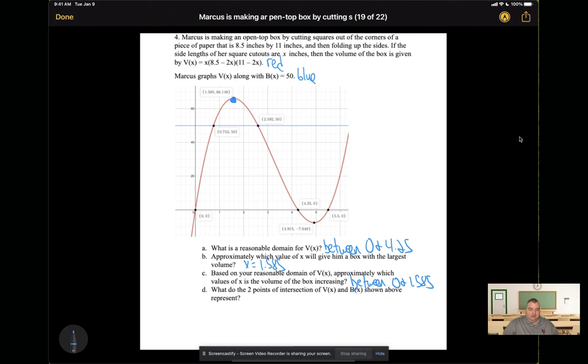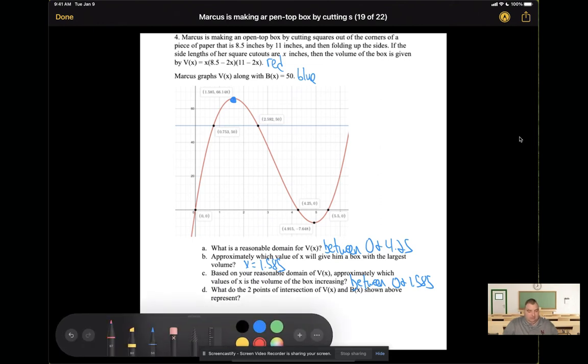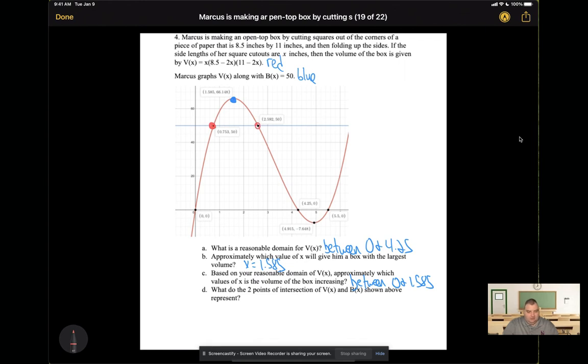And then D, what do the 2 points of intersection of v of x and b of x shown above represent? So that would be this point right here and this point right here. Keep in mind, this represents volume, okay? And this graph right here was 50. So these 2 points of intersection represent the points at which the volume is 50. They represent the points where the volume is 50.